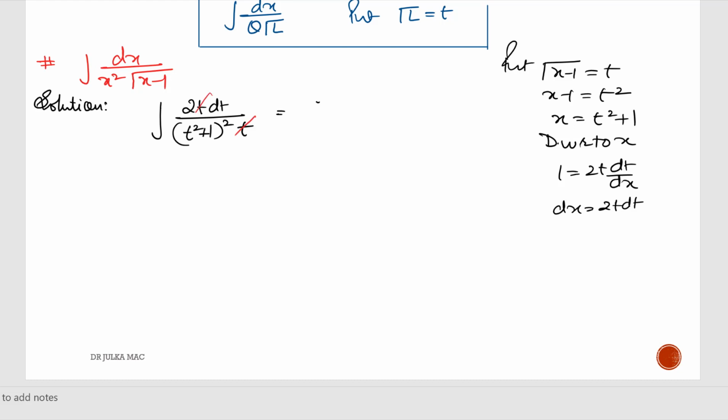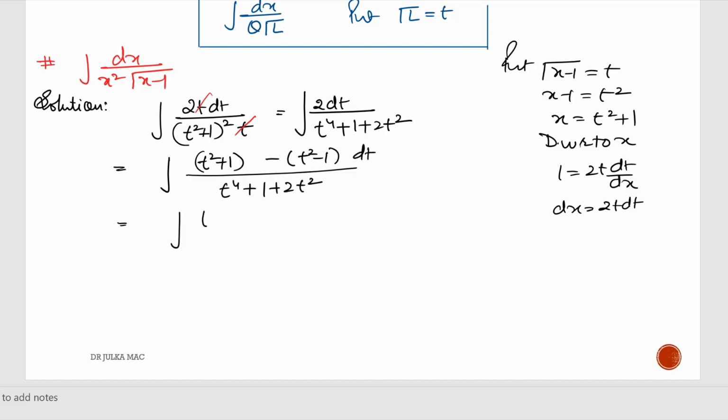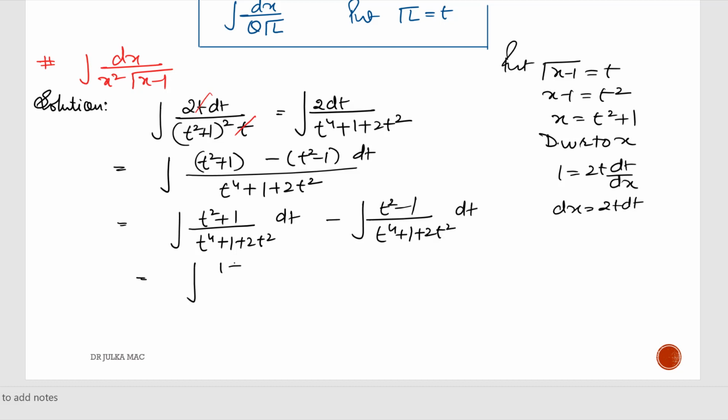t cancelled by t. When we expand this, we will get 2 dt divided by t raised to power 4 plus 1 plus 2t square. Now we break numerator 2 as t square plus 1 minus t square minus 1. And now we'll divide this question into two parts. In the first part, we have t square plus 1 divided by t raised to power 4 plus 1 plus 2t square. In the second part, we have t square minus 1 divided by t raised to power 4 plus 1 plus 2t square. Whenever we have t square in numerator and t to the power 4 in denominator, we always divide numerator and denominator both by t square.